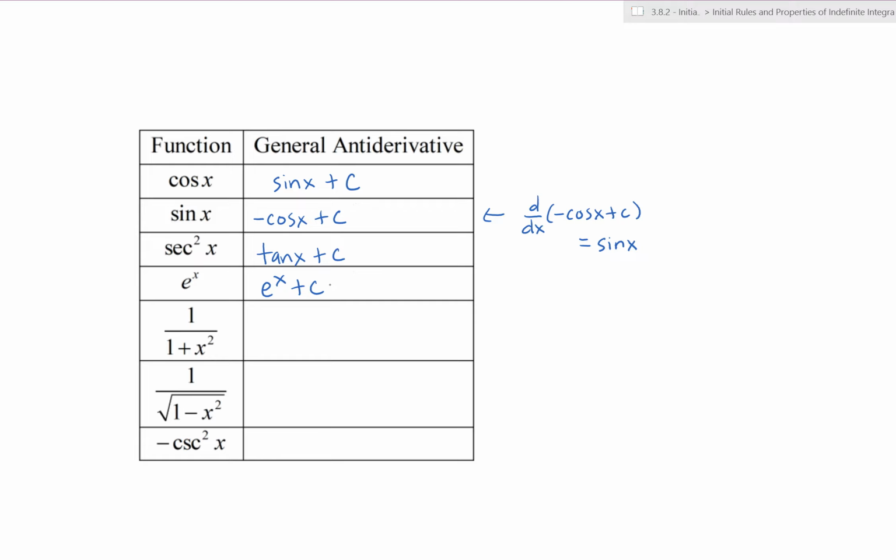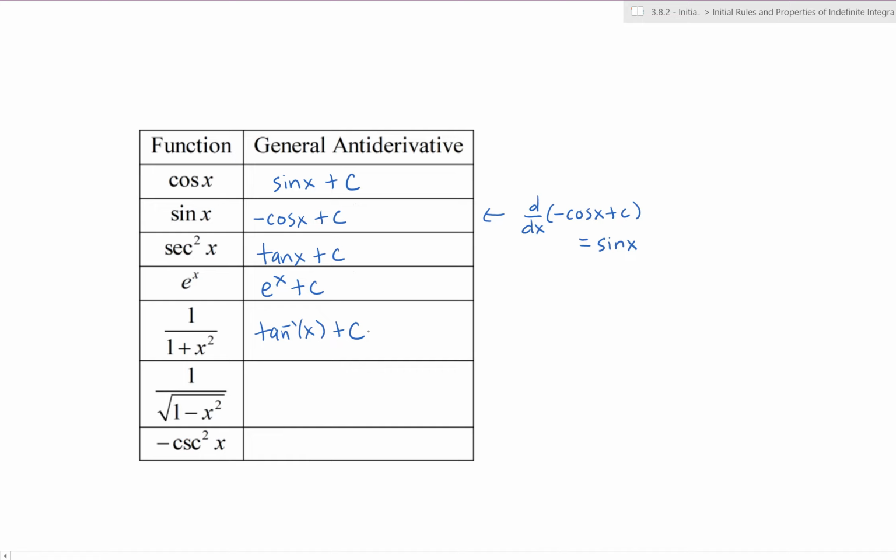We're also given 1 divided by 1 plus x squared. What is the general antiderivative of that? Well, which function has a derivative that is 1 divided by 1 plus x squared? That would be our arctangent or inverse tangent function plus a constant.